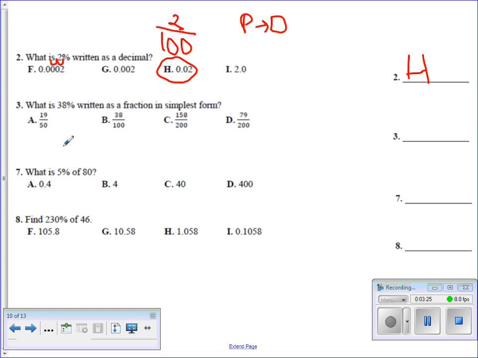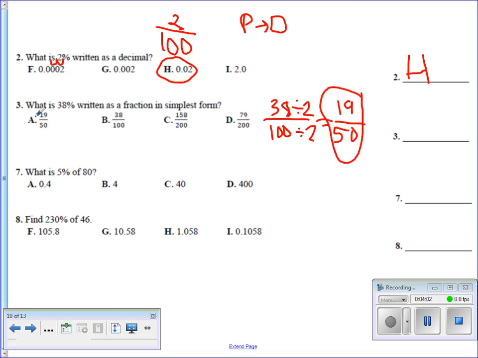Number 3 asks, what's 38% written as a fraction in simplest form? We should always put everything in simplest form. So percent means out of 100, so 38% means 38 out of 100. And a common factor between 38 and 100 is 2. So when we simplify, always keep it simple. Let's divide by 2. 38 cut in half is 19. 100 cut in half is 50. So 19/50 should have been your answer. Choice A.